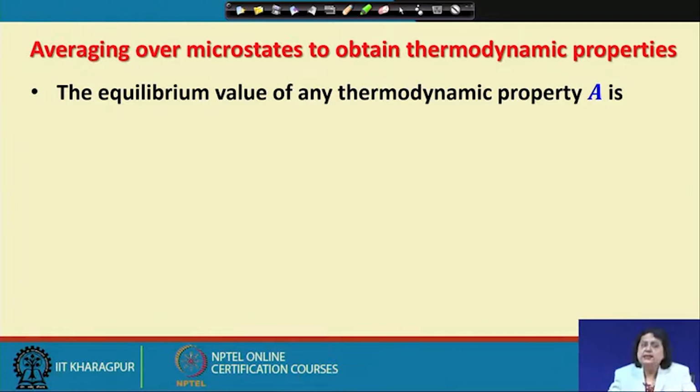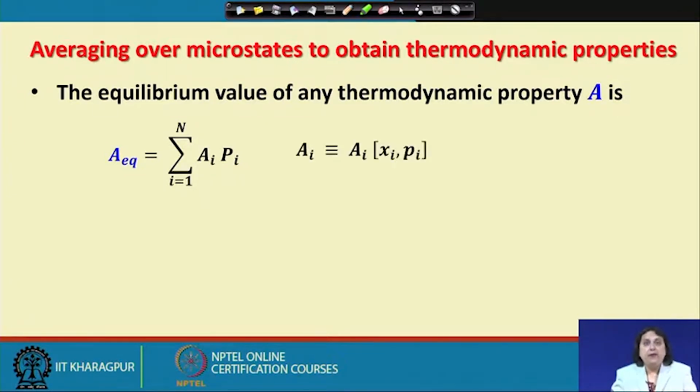Now, let us say A is a measurable equilibrium property of my system. Let me remind you, how did we calculate the equilibrium value of this property? A equilibrium will be the sum of A_i P_i, where I have measured A_i for all microstates i with a probability P_i, and I summed them all up. This probability is the equilibrium probability for the given ensemble.